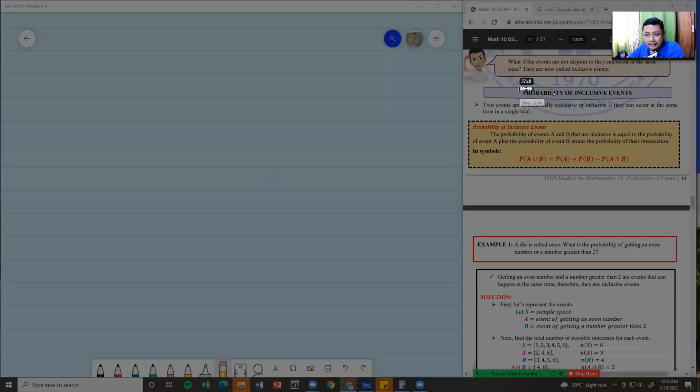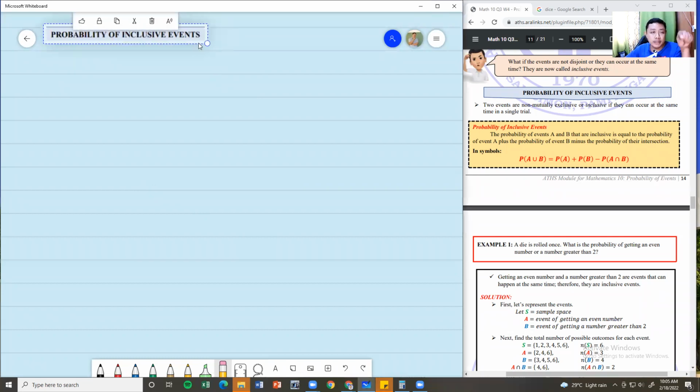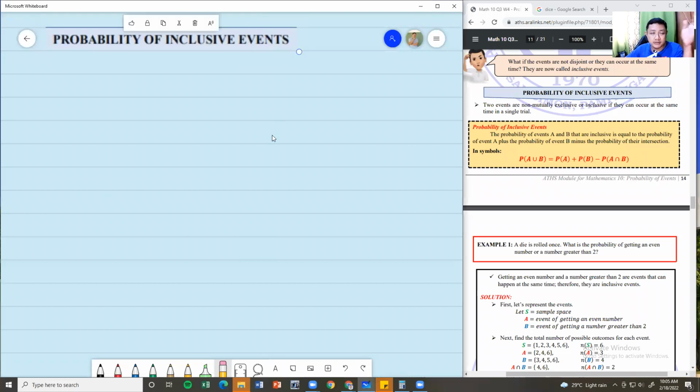So this time naman, our events are mutually inclusive. In short, something is common between the two events. If you noticed a while ago in our first example for the exclusive events, the first event and the second event do not have anything in common. But when we say inclusive events, something is common between the two of them. Okay, what's that? For example, the best example here that we can use is when we roll a die.